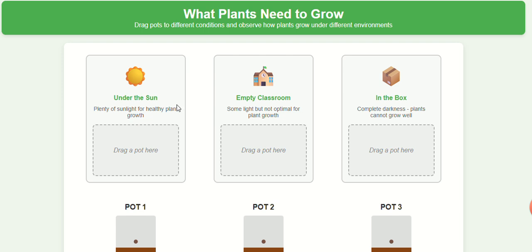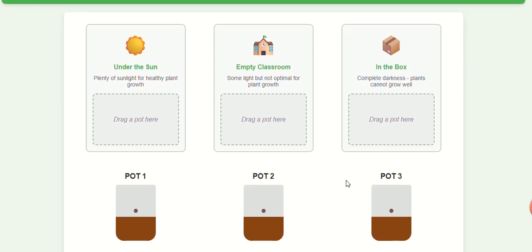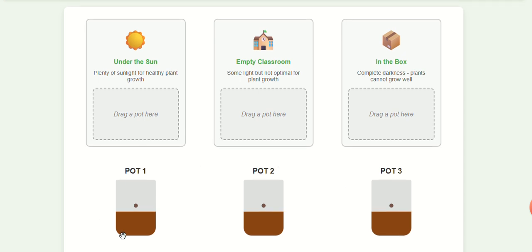The conditions that I'm talking about are these ones: under the sun, in the classroom, and in the box. So we are going to observe how these seeds in these three pots get to grow under these three different conditions.